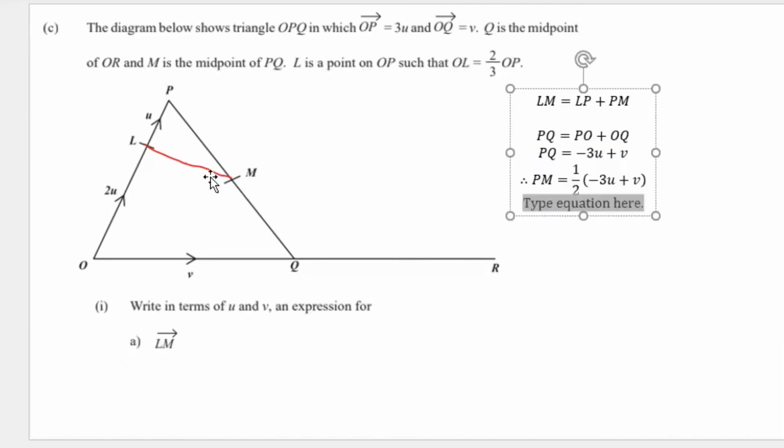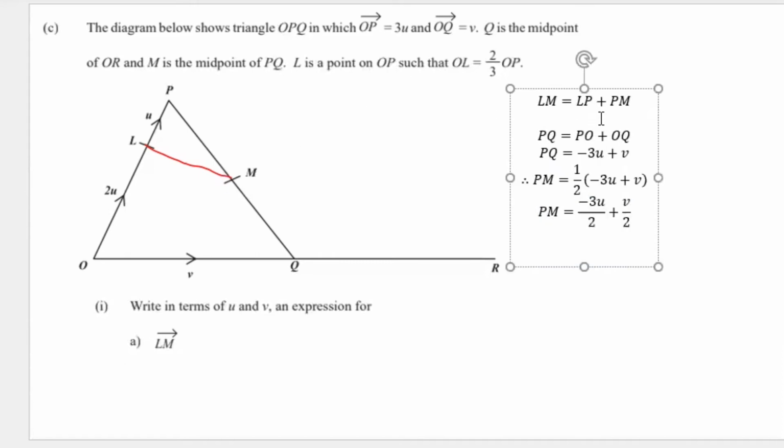As a matter of fact, let us do that. So if we have PM, it would be equal to minus 3u over 2, so that's when we're working out our bracket, plus v over 2. So this would be PM. We can now put this back into our original vector equation here that we're looking at, which is LM.